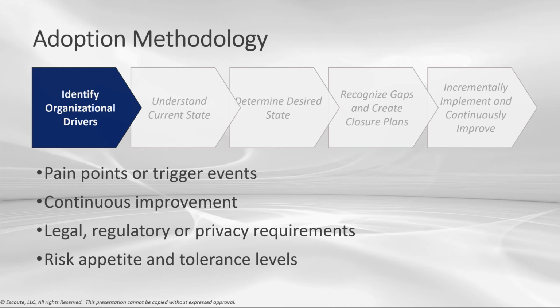What are your legal, regulatory, or privacy requirements, things like GDPR and those things? And then make sure you understand risk appetite and tolerance levels. This is important. This comes from the highest levels of your enterprise, and it helps me understand the limits at which I can make decisions based on the appetite levels of the organization.